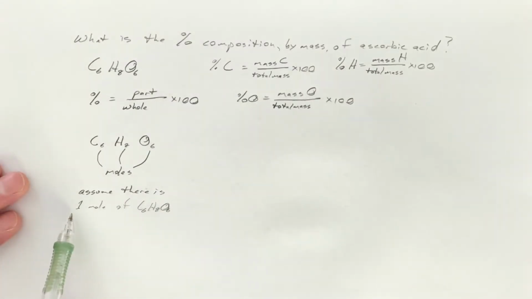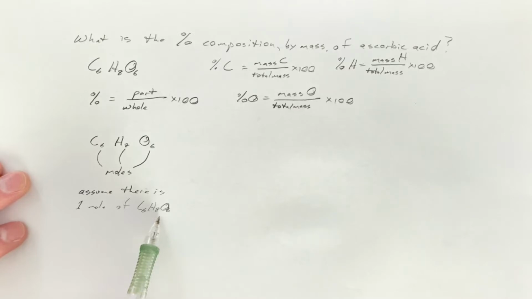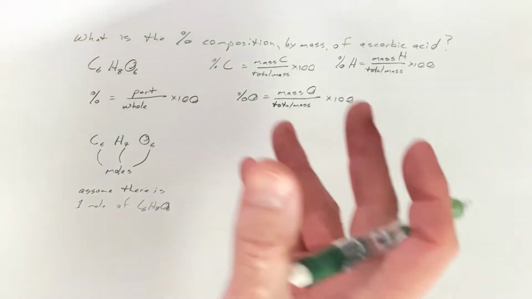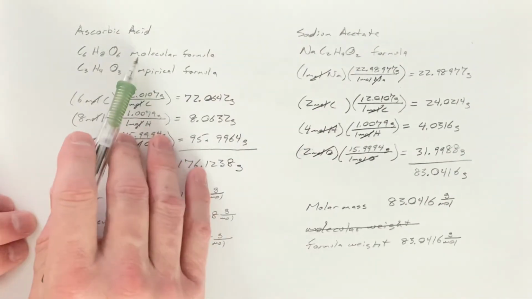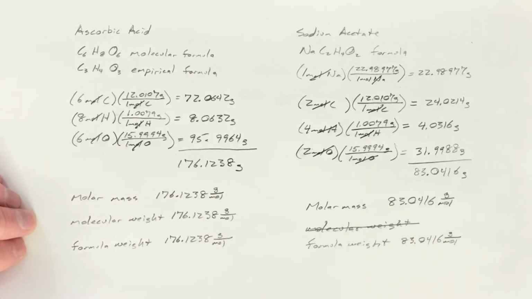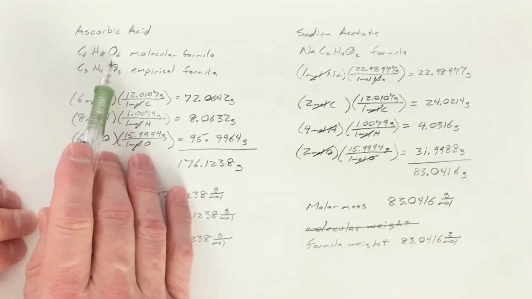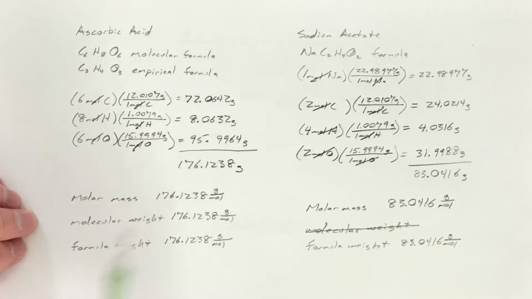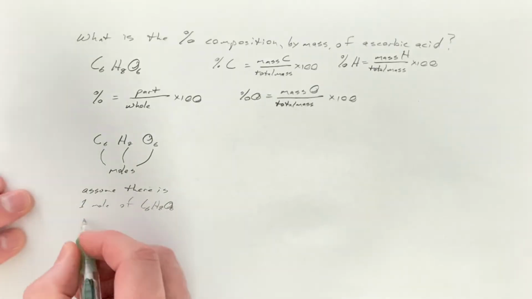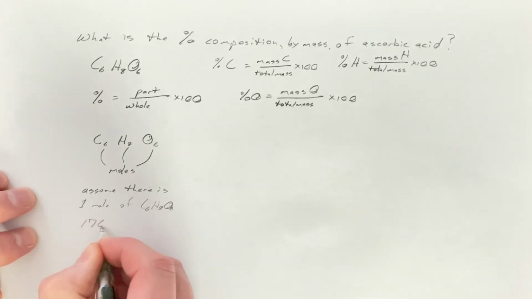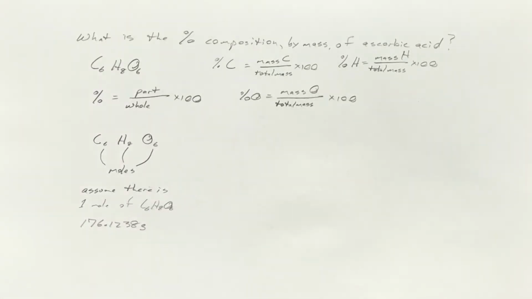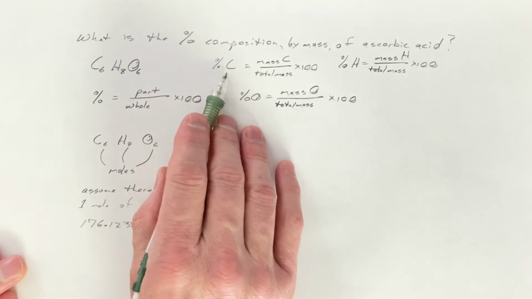Well, we said we shall assume that we have 1 mole of C6H8O6. We just determined the molar mass of ascorbic acid, and we said the molar mass of ascorbic acid was 176.1238 grams. This means that if we have 1 mole of ascorbic acid, there is a mass of 176.1238 grams. Since we assume there's 1 mole, this means that there are 176.1238 grams of C6H8O6.